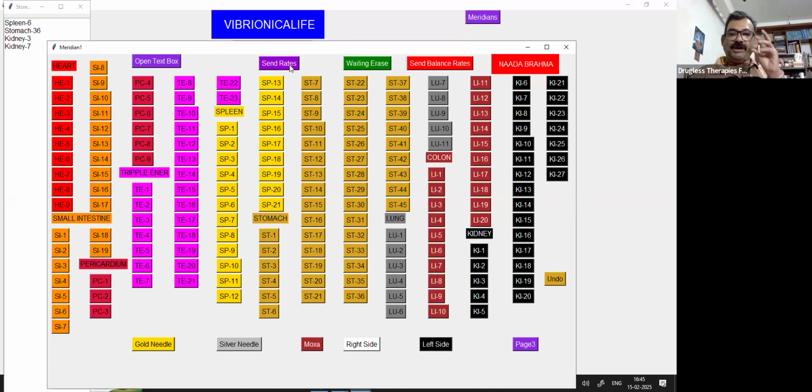Whenever one particular organ is affected by these five elements, it behaves in a different way. So I will tell you one particular thing. We can very easily see that, and this is the example.